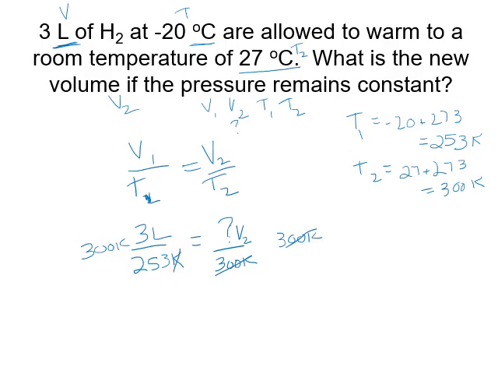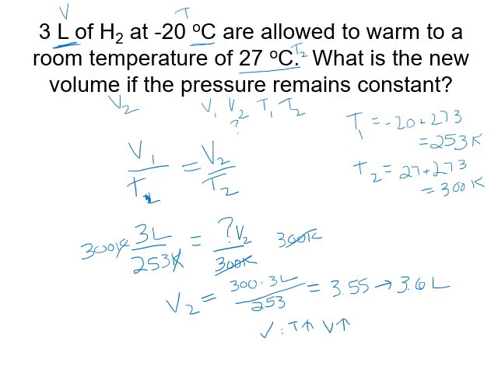Note that the units of Kelvin will cancel, and V2 is going to be equal to 300 times 3 liters divided by 253, which is 3.55. I'm going to round that to 3.6 liters. Also, we should always do a general check. In this case, if the temperature increases, we know that the temperature and volume are directly proportional, so the volume should increase. It started at 3 liters, and it ended at 3.6 liters, so it did increase. So this seems like a reasonable answer.